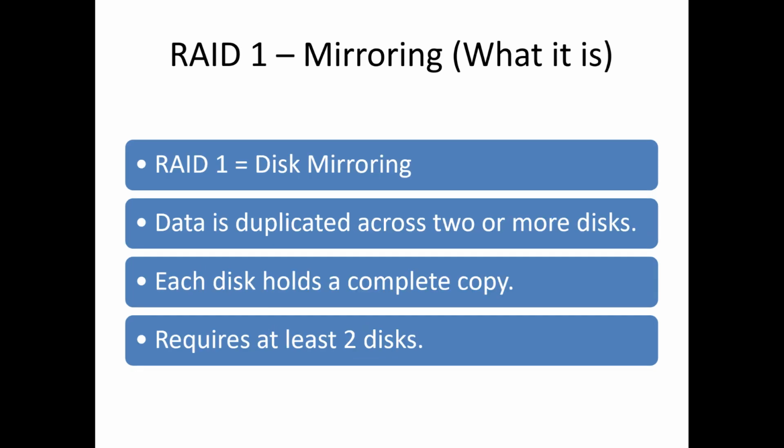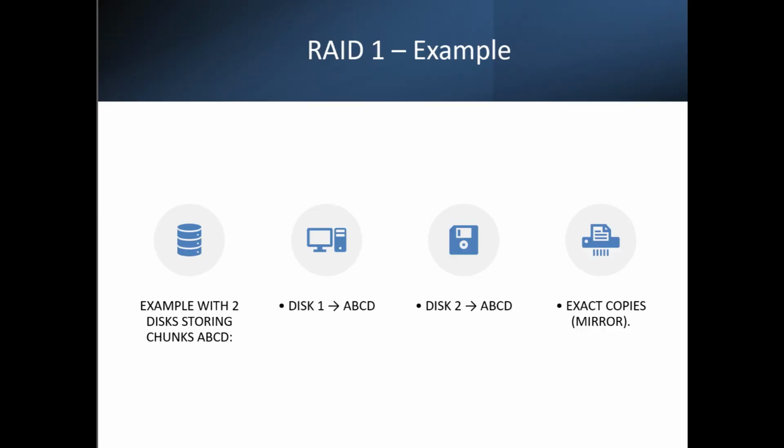So RAID 0 was disk striping. RAID 1 is disk mirroring. Why? Because here instead of splitting the data, you duplicate it. Every file you save is written to all the disks simultaneously. For example, say you have two disks, 1 and 2, and your file has four chunks A, B, C, D. What happens in RAID 1 is all of those four chunks will be written to both of the disks you have. So disk 1 will have chunks A, B, C, D, and disk 2 will also have chunks A, B, C, D. This way, both your drives are exact mirrors of each other.